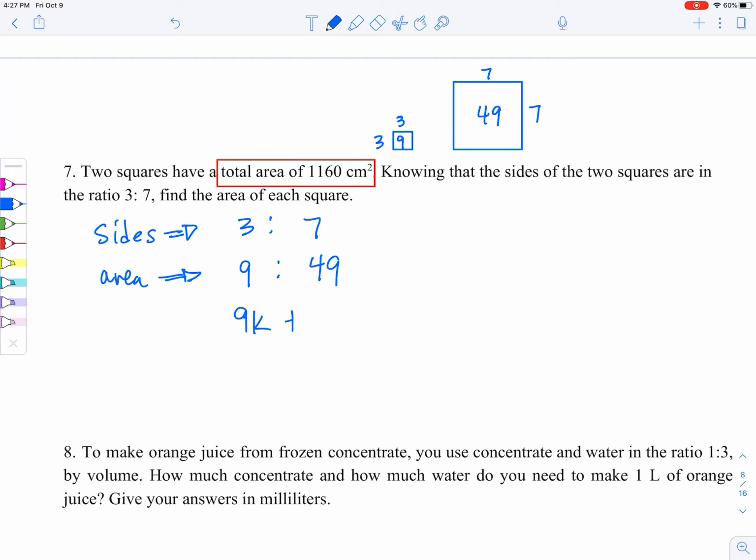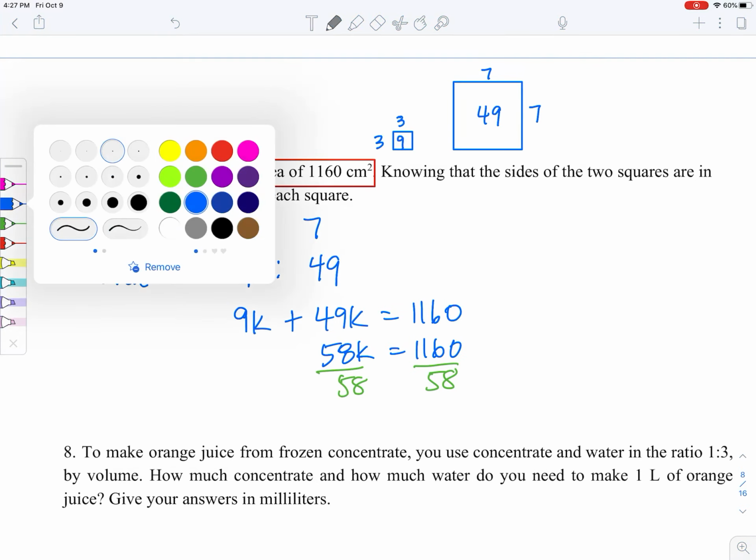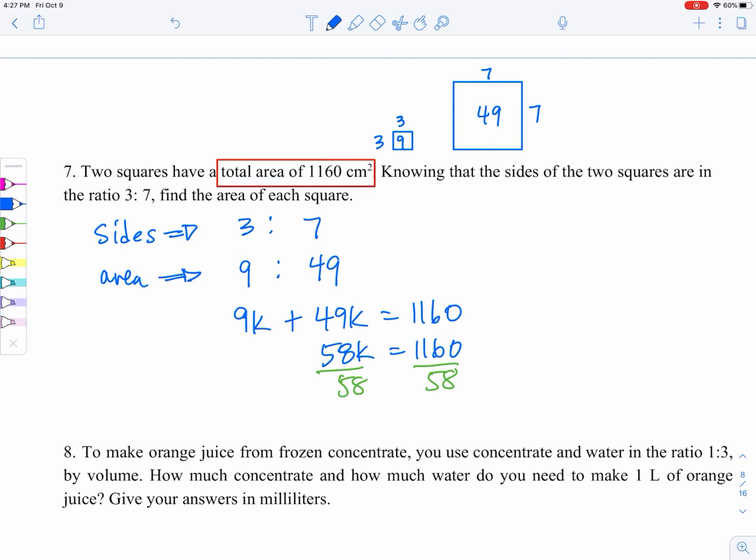So 9k plus 49k equals 1160. Combine like terms, I get 58k equals 1160. Divide both sides by 58. And I get that k equals 20. But that's just our scaling factor, so that doesn't really help.